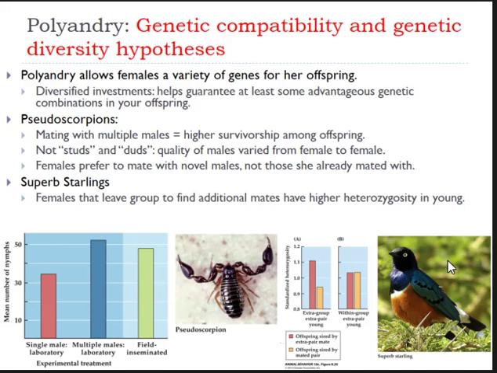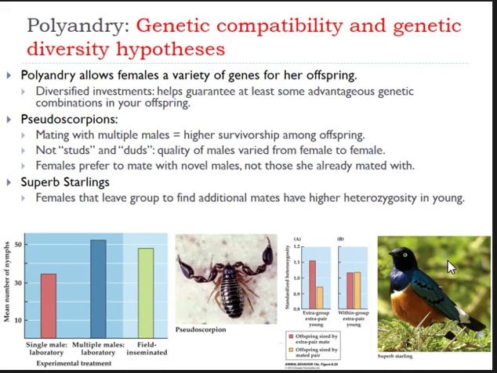And here's a case where they collected females from the wild that have already mated and already been inseminated in the field, and recorded the number of nymphs, which is basically the number of offspring that they're able to produce. And what you see is that in those cases where females have the opportunity to mate with more than one male, they'll tend to produce more viable offspring.